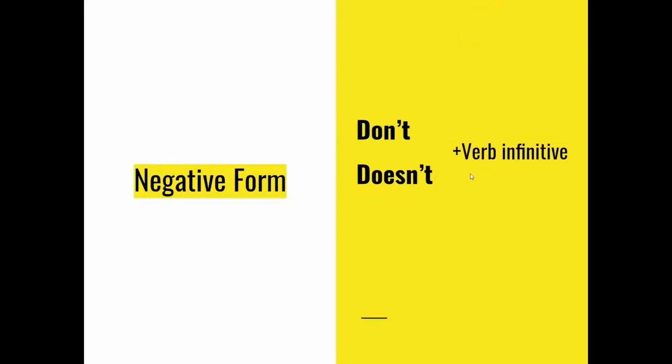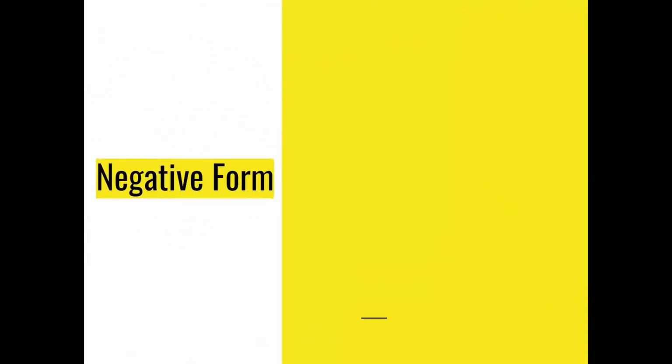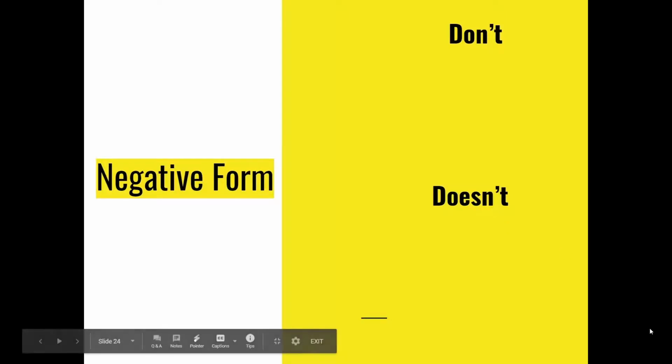So if I want to create a negative sentence, I'm going to use the subject plus don't or doesn't plus the verb in the infinitive. That's all. Let's see how to do it. First, we have don't and doesn't. When do we use don't and when do we use doesn't? Who can guess?